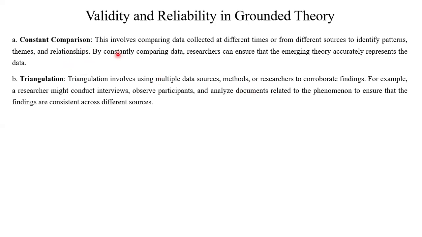So in constant comparison, you are focusing on different time periods. You may be collecting data from the same sources in different time periods, and they are giving similar results. It means through constant comparison, your grounded theory is valid. In triangulation, you are collecting data from multiple sources, like through interviews, through participant observation, through document analysis, through focus group discussion, and they are giving similar results or similar findings. So it means grounded theory is validated.